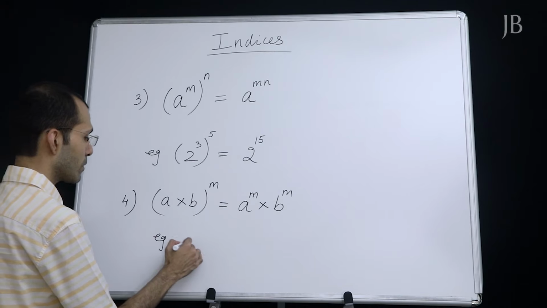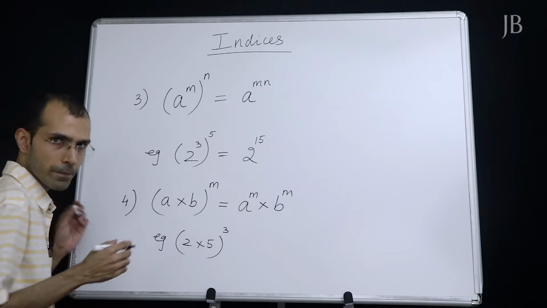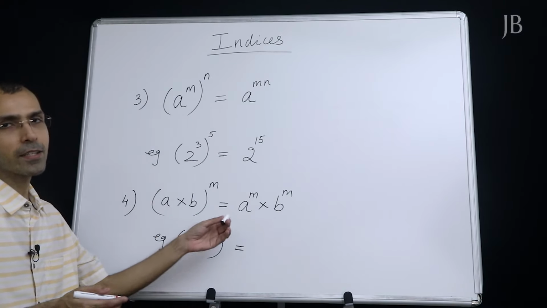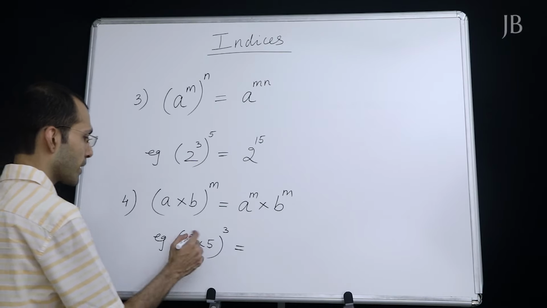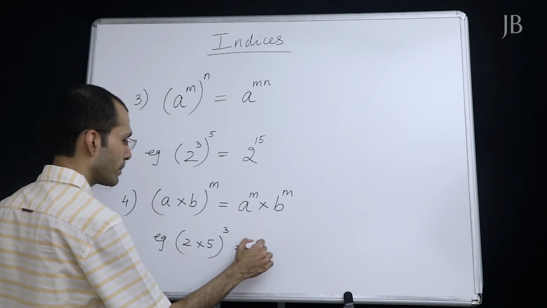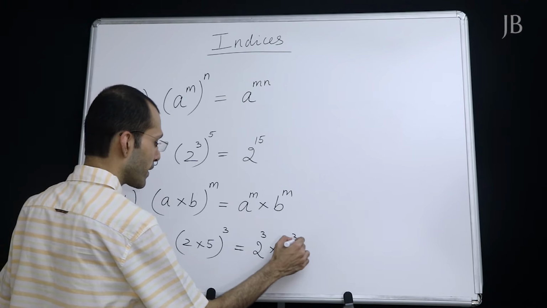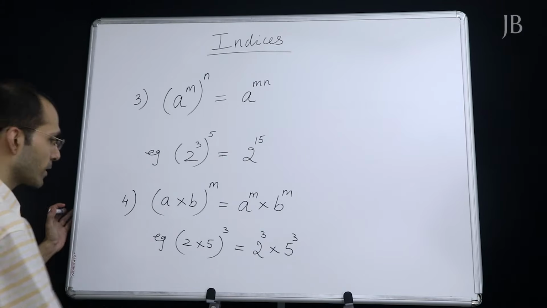Example, 2 into 5, the whole raised to 3. We can do this: 2 into 5, 10, and 10 cube. That is also okay. But if I want to give the powers, then it will be 2 raised to 3 into 5 raised to 3. So we have done up to this fourth one.